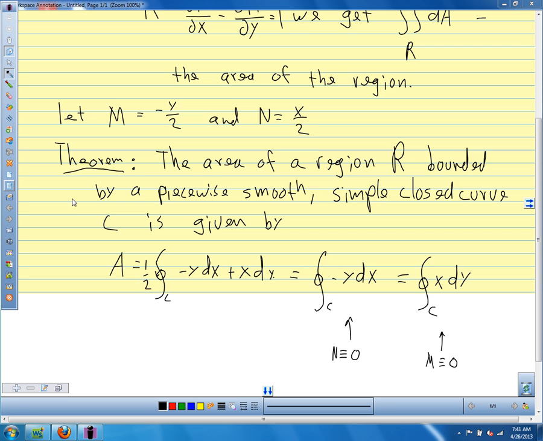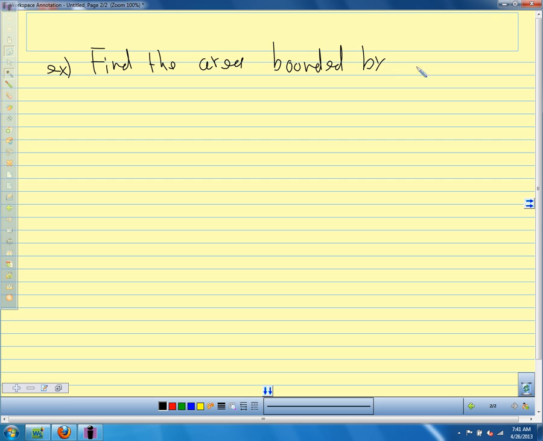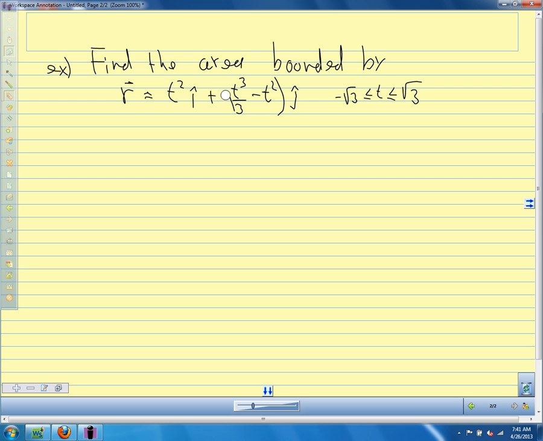All right, so let's look at an example. We want to find the area bounded by this curve, the graph of this vector valued function r, between negative square root of 3 and square root of 3.